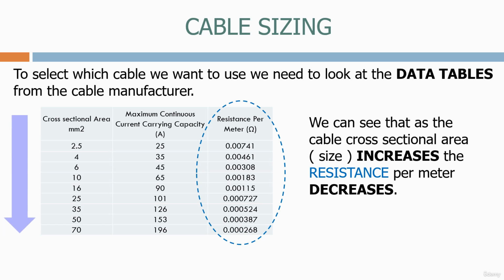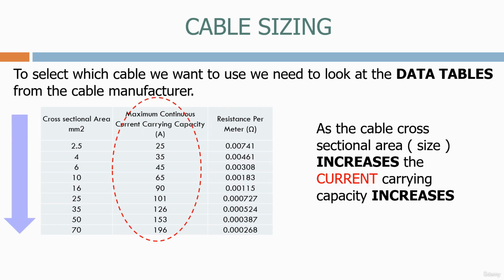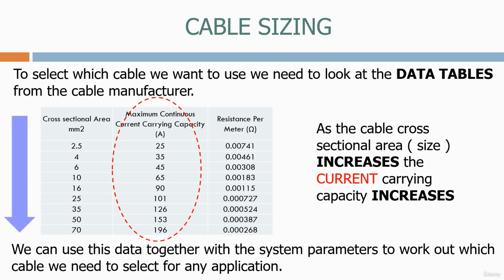We can see that as the cable cross-sectional area or size increases, the resistance per meter decreases. As the cable cross-sectional area or size increases, the current carrying capacity increases. We can use this data together with the system parameters to work out which cable we need to select for any application.